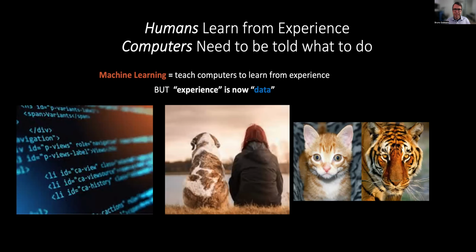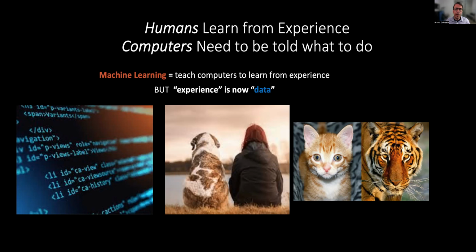First, we have to understand a little bit about machine learning. We humans learn from our experience, but computers need to be told what to do. And what is machine learning? ML, machine learning. Machine learning is to teach computers how to learn from experience. But in this case, experience is data.